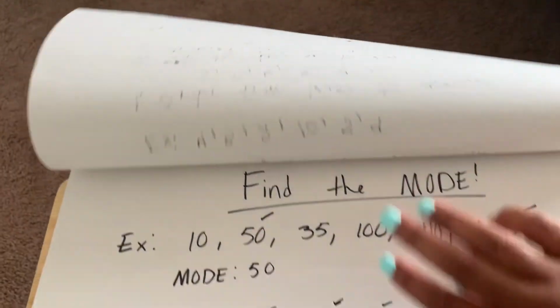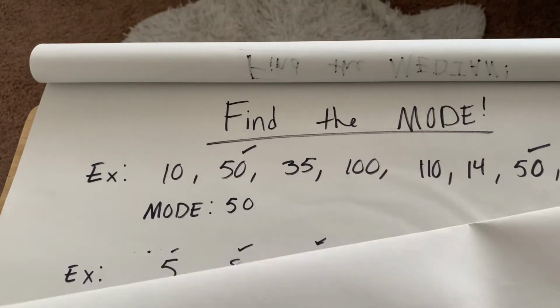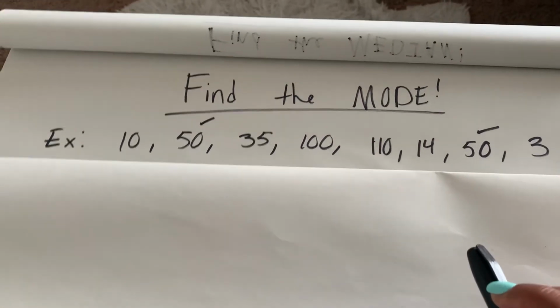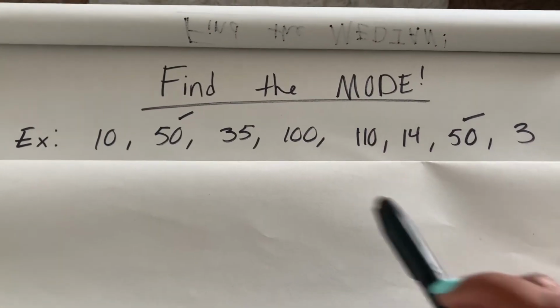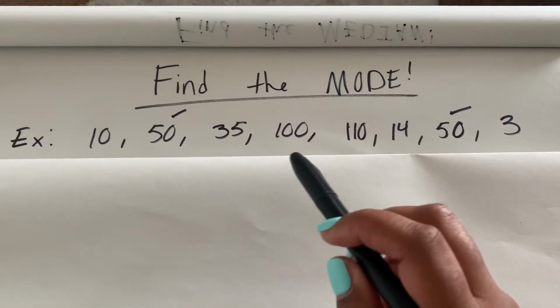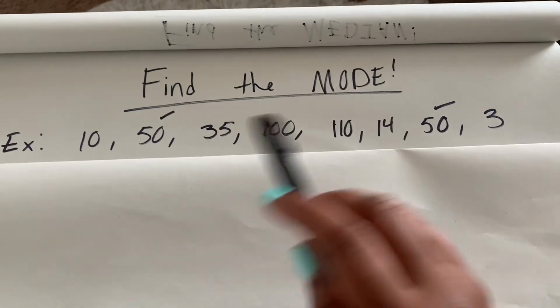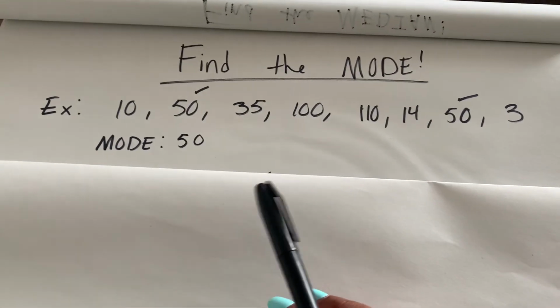So lastly, let's look at finding the mode. The mode is the number that occurs the most in a data set. If you take a look at this data set, all the values occur one time except for 50. So in this case, 50 is your mode.